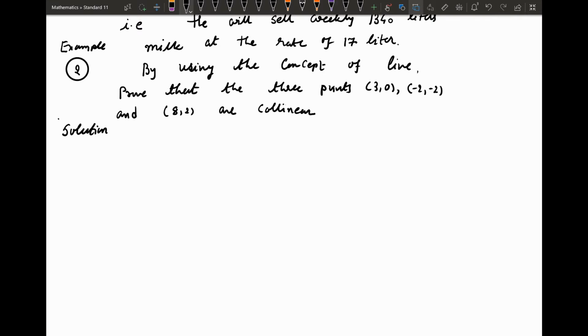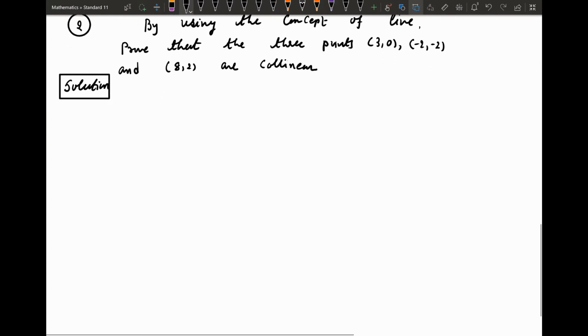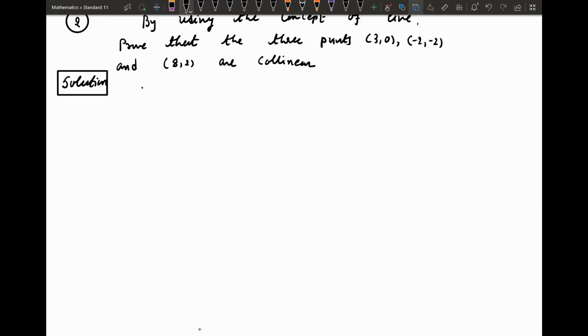Now the instruction is given: using the concept of line, prove that the 3 points are collinear. First we give names to the 3 points. So let A (3, 0), B (-2, -2) and C (8, 2).